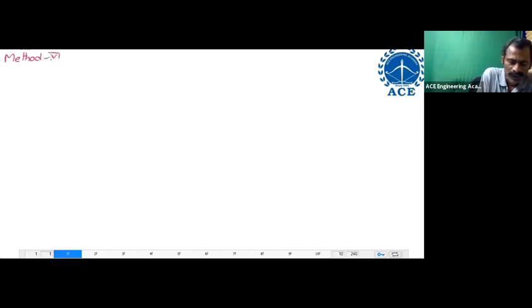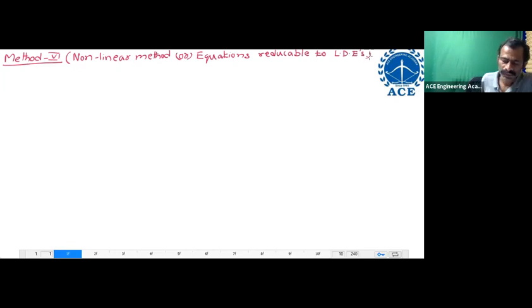Method 6. The name of the method is non-linear method or equations reducible to linear differential equations. Non-linear method or equations reducible to linear.